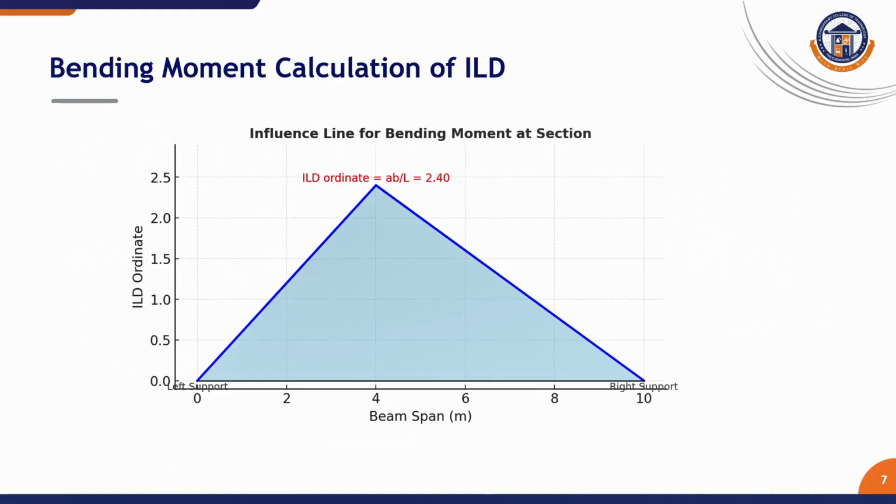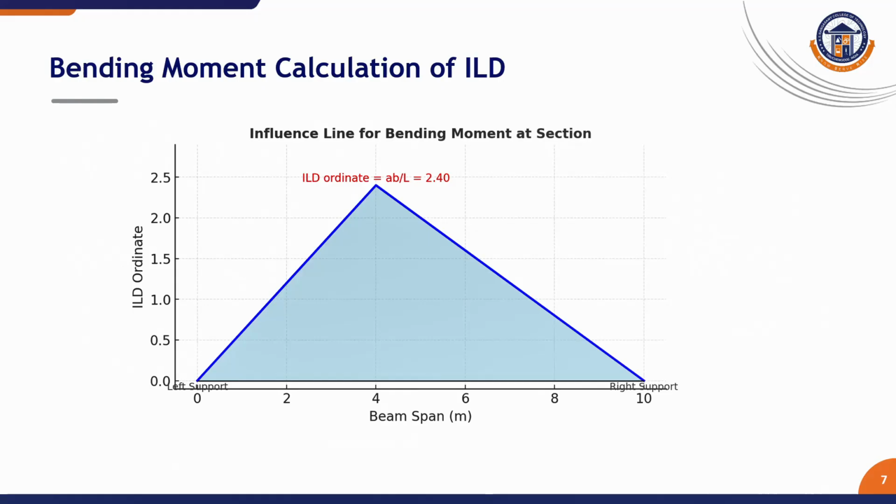Unlike the shear force diagram, the bending moment ILD is a continuous function, typically triangular in shape for a simply supported beam. The peak of the triangle occurs precisely when the unit load is directly above the section of interest. The ordinate at that point gives the maximum bending moment the unit load can cause at the section. The value at any other point can be found using simple geometry, which is a powerful feature of the ILD.